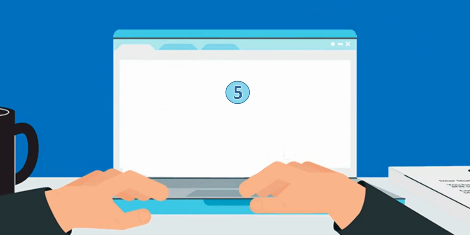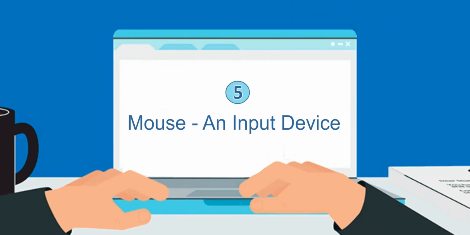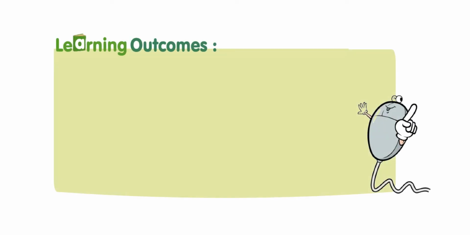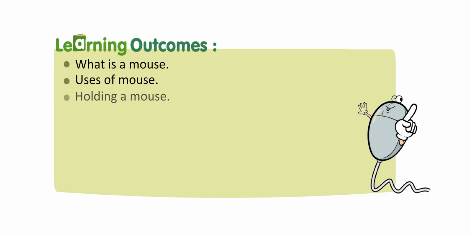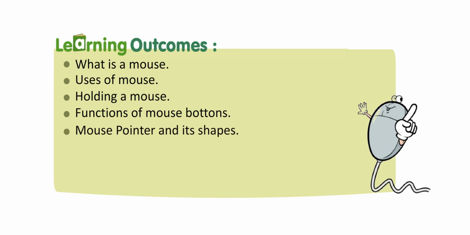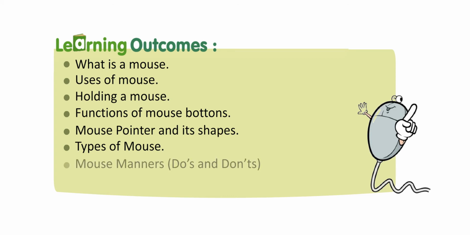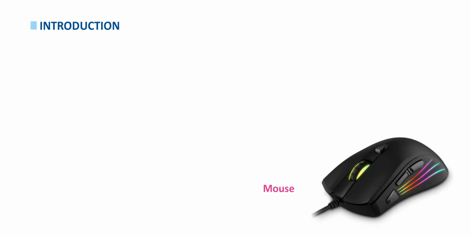Lesson 5. Mouse and Input Device. Learning Outcomes. What is a mouse? Uses of a mouse. Holding a mouse. Functions of mouse buttons. Mouse pointer and its shapes. Types of mouse. Mouse manners, do's and don'ts.